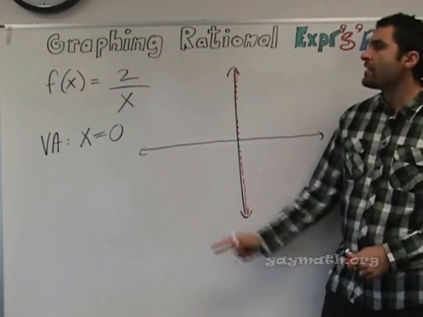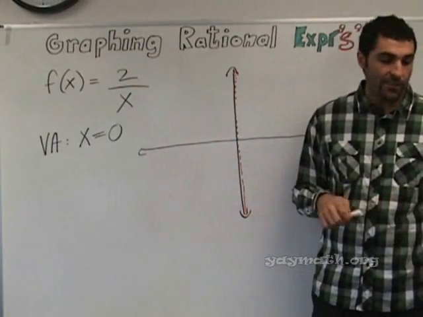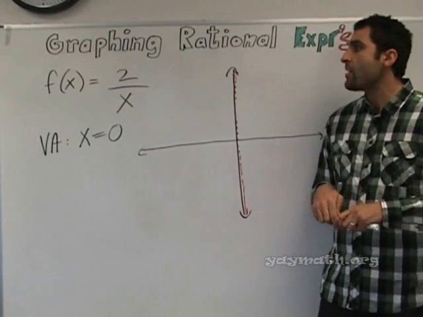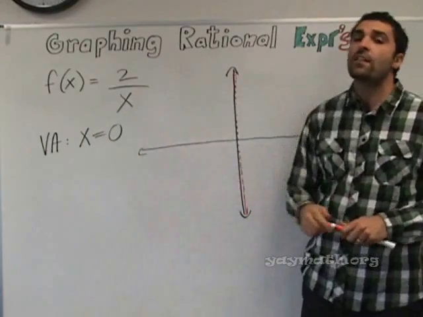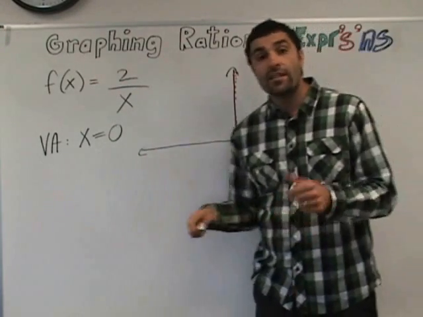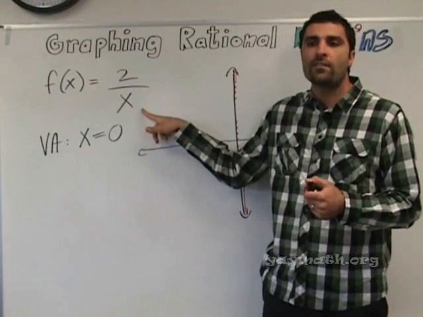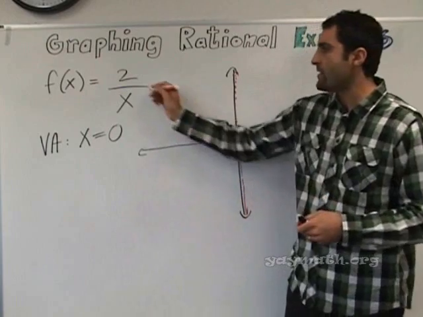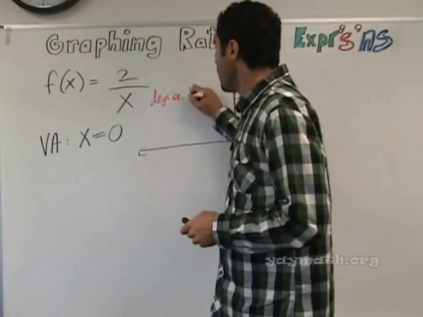Okay. Now let's talk about horizontal asymptotes. Look at the top of your paper, and let's talk about the degree of the numerator and the degree of the denominator, right? And there are 3 different situations. You guys know what the degree of the denominator is, right? What's the degree of the denominator? 1. Very good, because it's an exponent of 1. So this is degree 1.